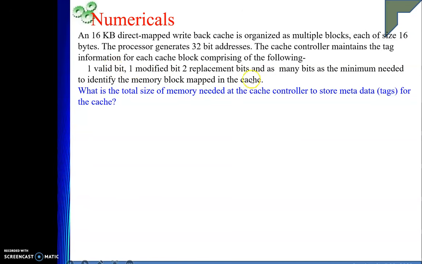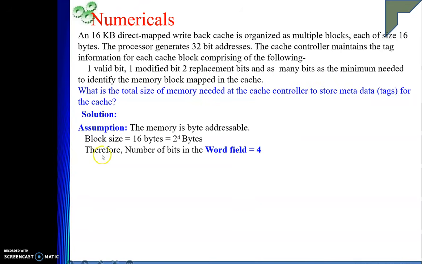So all these are stored in a block, which means for every block all these bits are going to be stored, right? So what is the total size of the memory needed at the cache controller to store metadata? Metadata means this valid bit, modified bit, replacement bits, and the tag bits of my address. All together I am going to store for a block. So what will be its total length? The number of blocks multiplied by the summation of all these will be the total memory requirement to store the metadata. Where? In the cache controller, right?